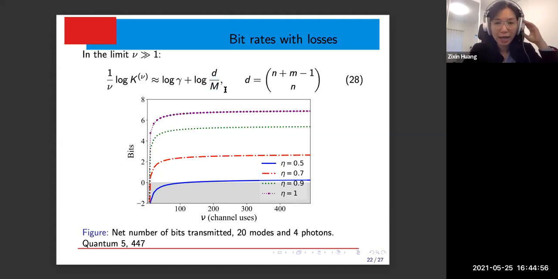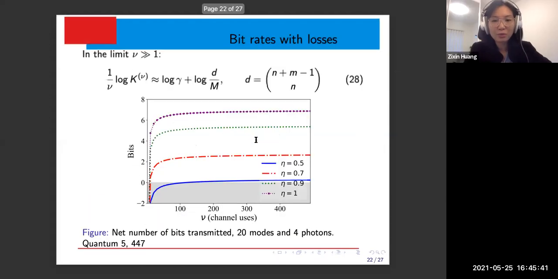So let's look at how tolerant to loss this is, because it's not very good to have a protocol that works only in the limit where you have unit transmission. So for this particular example, we've chosen to have 4 photons in 20 modes. This is unit transmission in purple, and then you have 90%, 70%, and at 50% transmission, you have the key rate, which is just above positive.